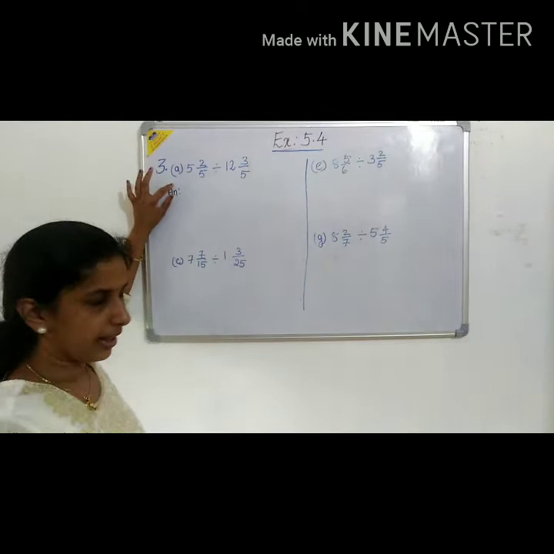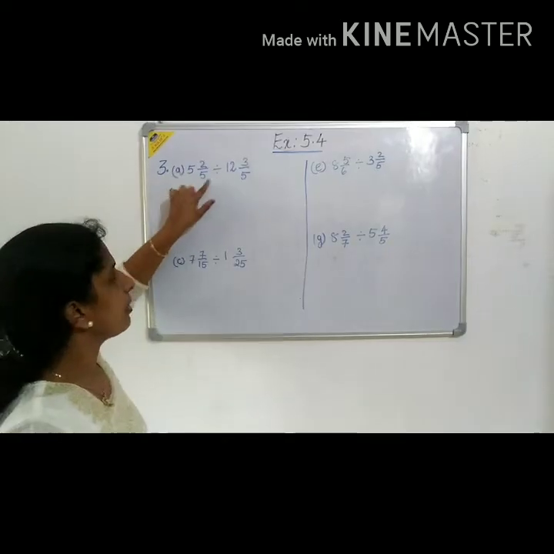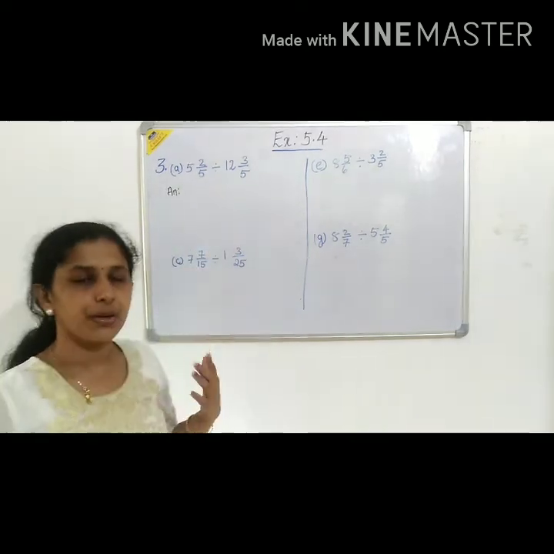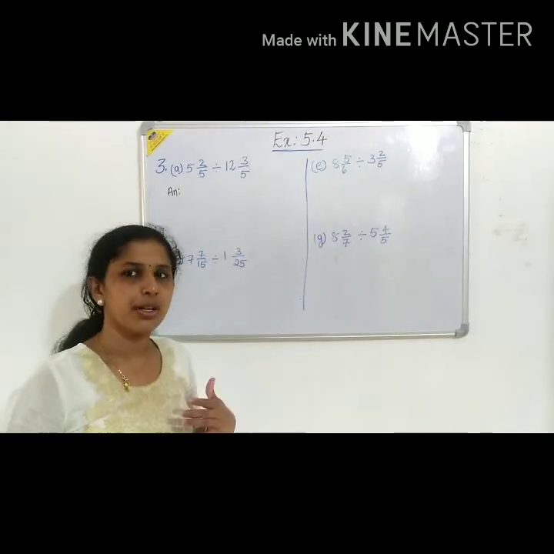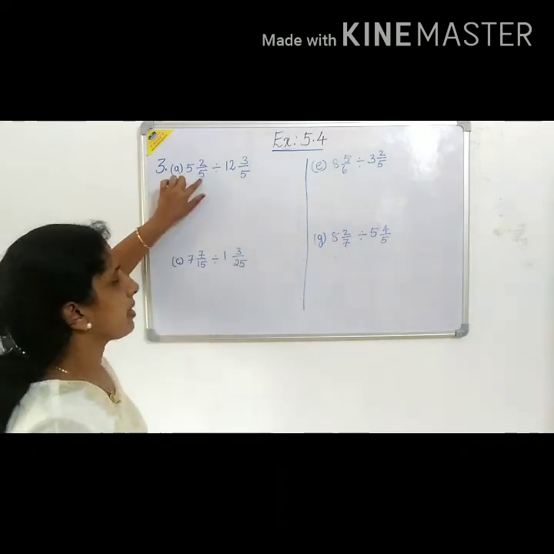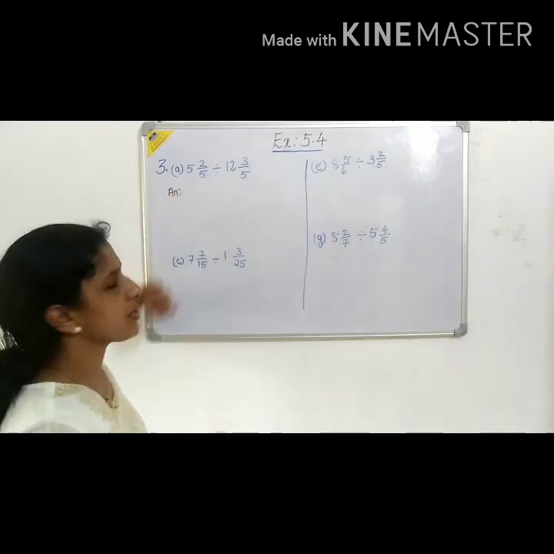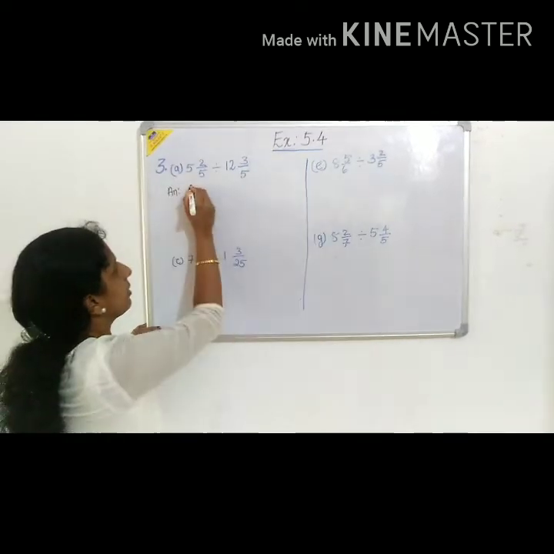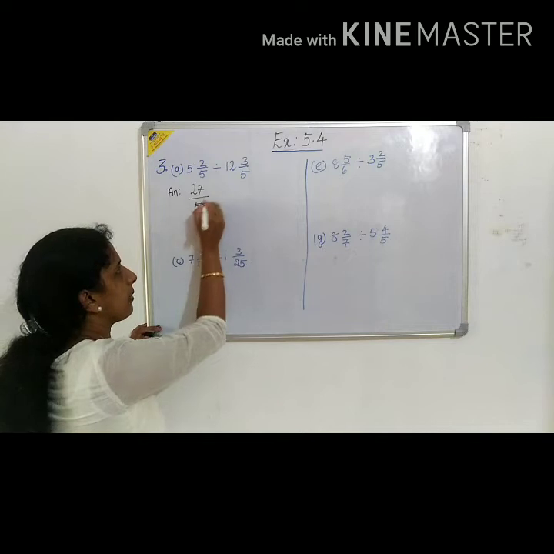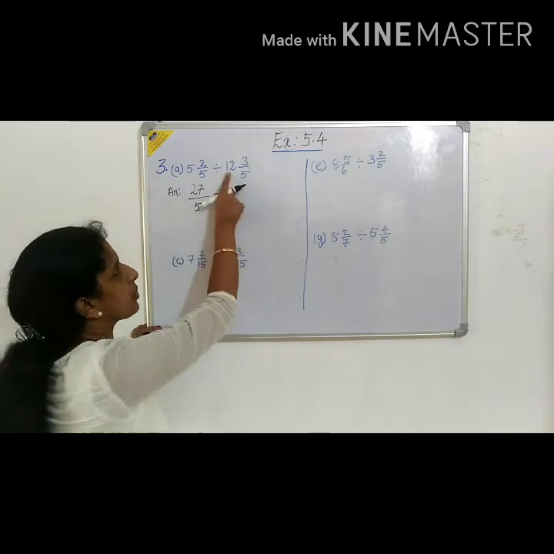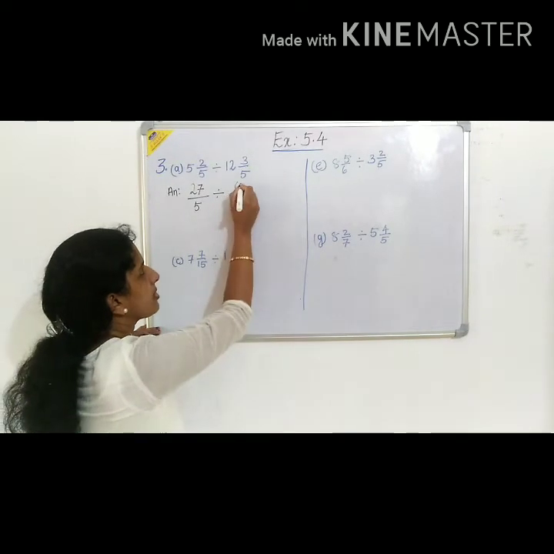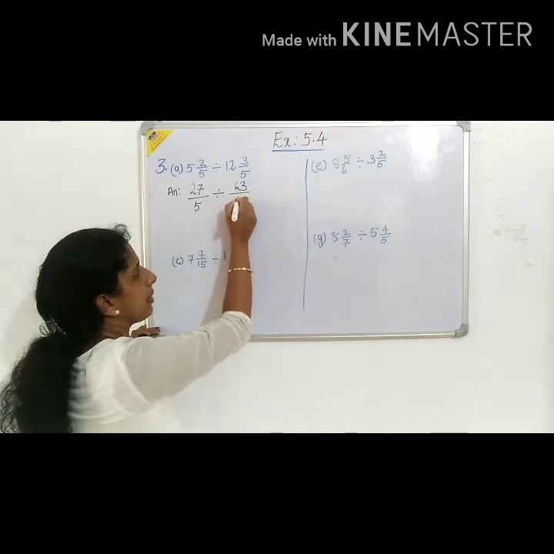Question number 3. A. 5 2/5 divided by 12 3/5. So first of all we have to convert the mixed fractions to improper fractions. So directly we can convert it. 5 5s are 25. 25 plus 2 is 27. 27 by 5 divided by 12 3/5. 12 5s are 60. 60 plus 3 is 63 by 5.